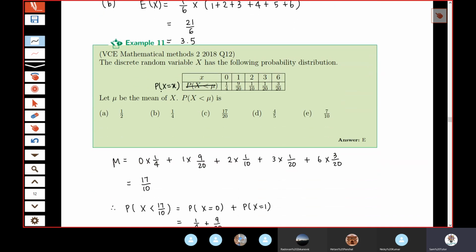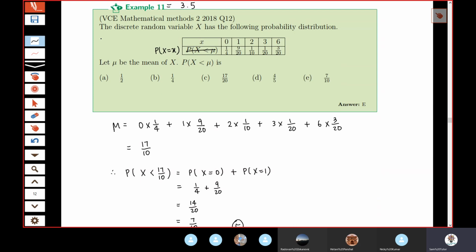All right. Here's another one. The discrete random variable x has the following probability distribution. So 0, 1, 2, 3, and 6. And there are the probabilities of each occurring. Let the expected value be the mean of x. So let mu be the mean of x. Find the probability that x is less than mu.